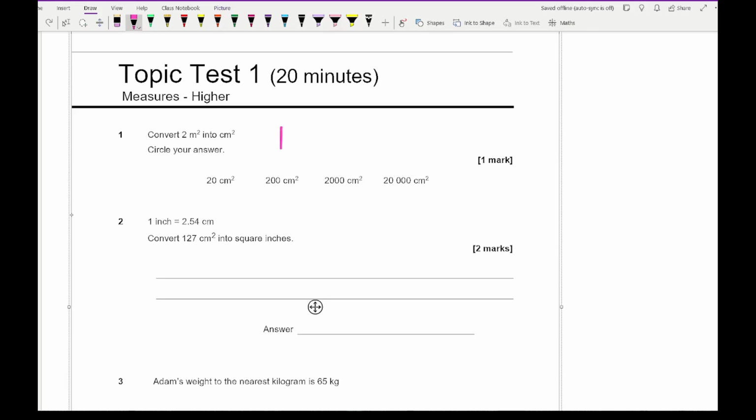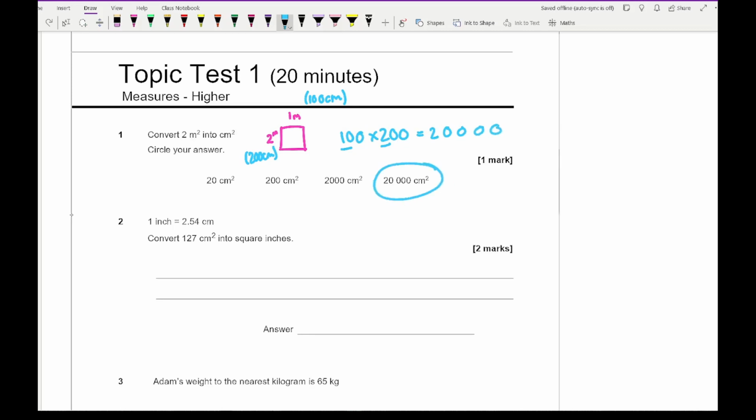So for example, if I draw a rectangle with an area of 2 meters squared, so let's go for 2 times 1, that's 1 meter and that's 2 meters. Now because I want to convert it into centimeters, I'm going to convert these two lengths into centimeters. So 1 meter is 100 centimeters and 2 meters is 200 centimeters. So all I then need to do is 100 times 200, and that's going to give me 1 times 2, which is 2, and I've got 4 zeros, and so that gives me the correct answer of 20,000.